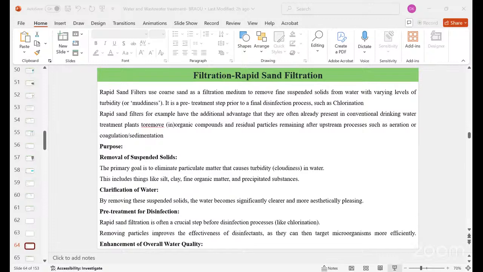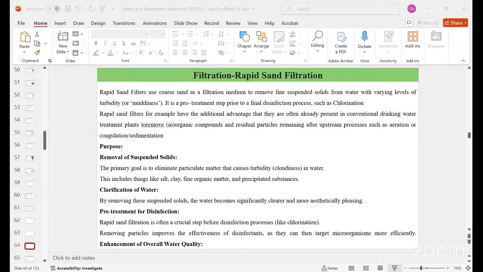It mainly forms on the surface of the sand grains, and this biofilm consists of microorganisms that consume the organic matter and other pollutants present in the water. This biological activity plays a significant role in removing bacteria, viruses, and other dissolved organic compounds.